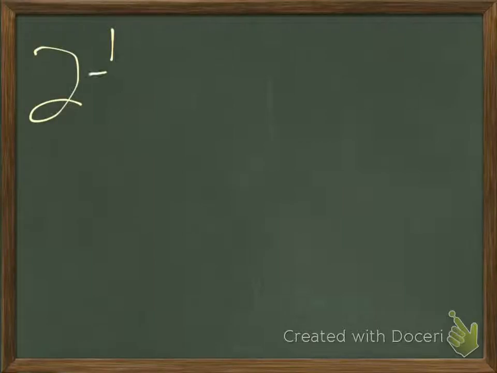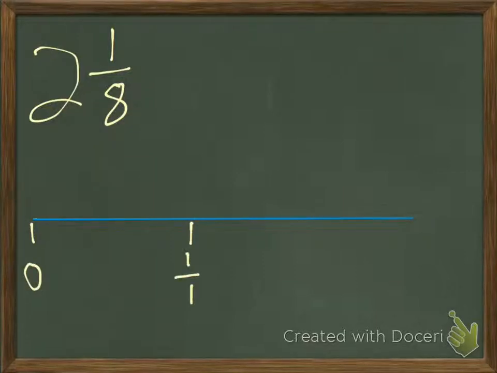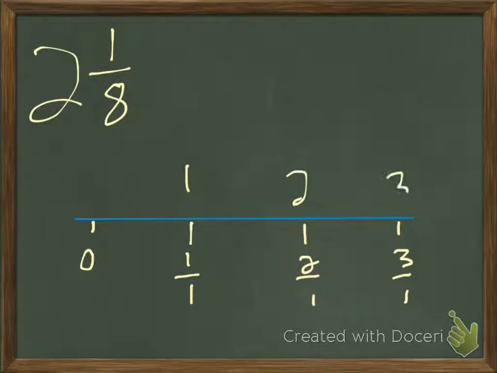2 and 1 over 8. Now recall that from the number line, this is 0, this is 1 over 1, this is 2 over 1, this is 3 over 1, right? Let's be more accurate here. This is 0. 0 over 1 is the same thing as 0, it's just convention. So of course this is still 1, this is still 2, this is still 3.